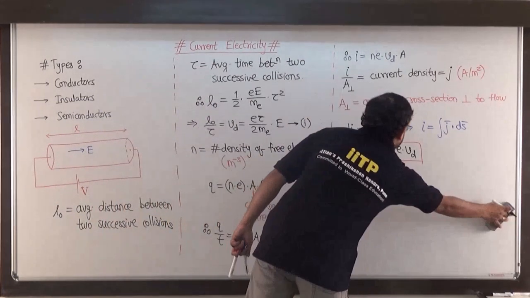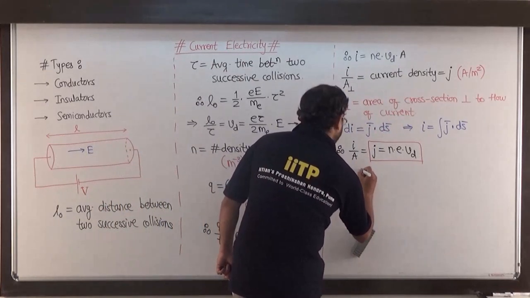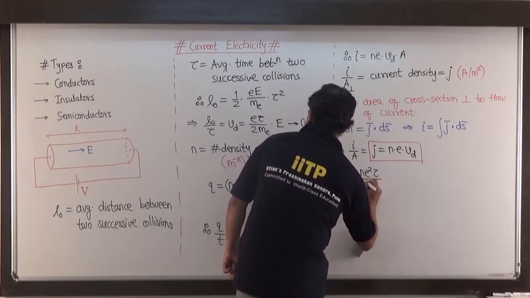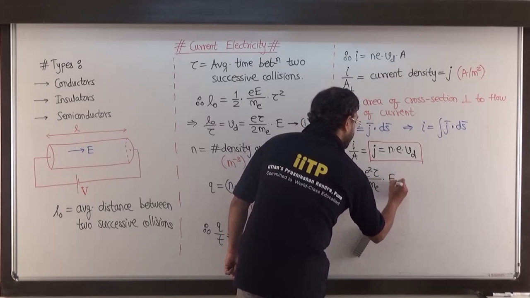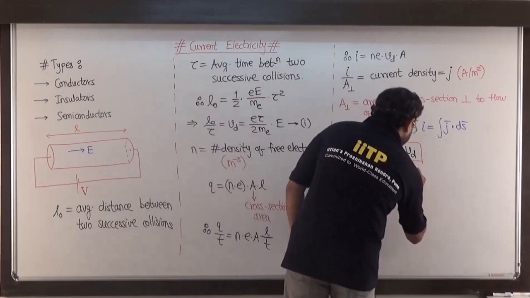So this will give me ne squared tau divided by 2me, multiplied by the electric field E. This is obtained using equation 1.